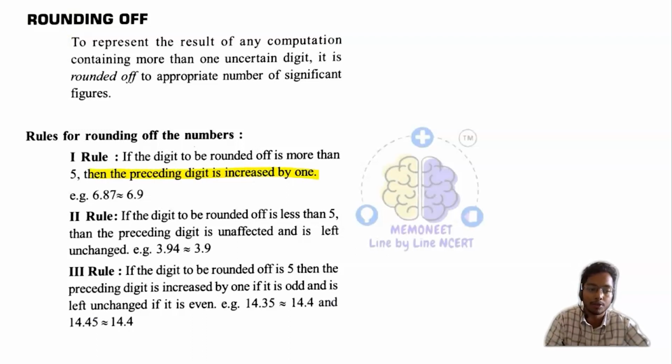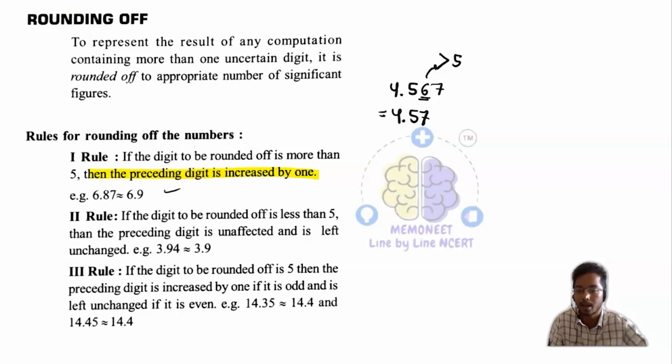Okay, so let's say we have 4.568. If you want to round to three significant figures, we can write 4.5, and the next digit is 6, which is greater than 5. So we can round it up to the next number, that is 4.57. The first rule says like this. Let's say we have 6.87. If we want to round it, the 8 is greater than 5, so we can round it up to the next number, that is 6.9.